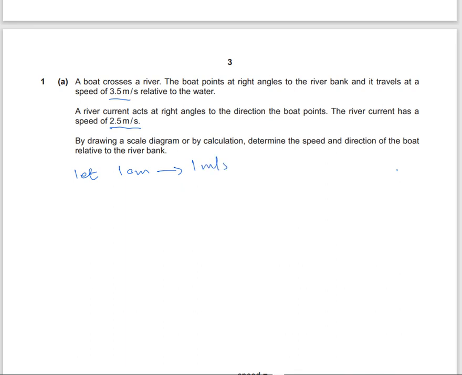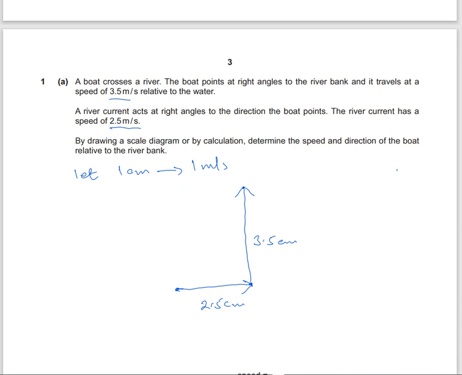In other words, when you're drawing a scale diagram, for the speed of the boat, you just measure from here, make sure that it is 3.5, but having it in mind that every 1 centimeter is 1 meter per second. So this is 3.5 centimeters. Make sure that you measure it. Then another one which is going like this. This is supposed to be the river bank, the speed of the river, 2.5 centimeters also. So make sure that you measure this distance.